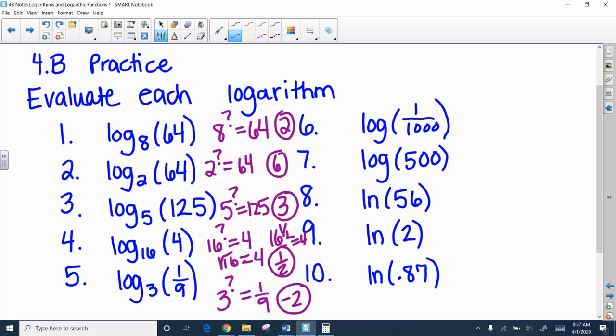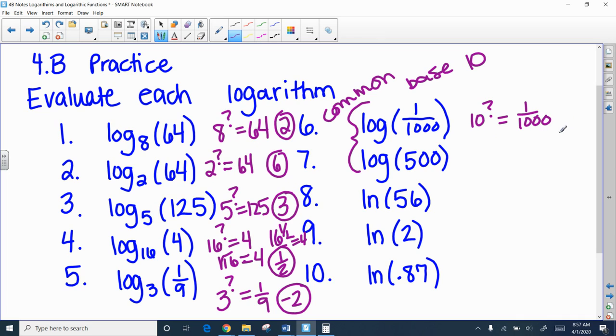Now, if we look at 6 and 7, these first two are common logarithms, which means they have a base of 10. So even though there's no base written, it means a base of 10. So number 6, we're trying to figure out 10 to what power equals 1/1000. This one, you can use a calculator, or you can also just kind of figure it out. Hopefully we know that 10 to the third power equals 1,000, but in order to get the fraction 1/1000, this would have to be 10 to the negative third power.